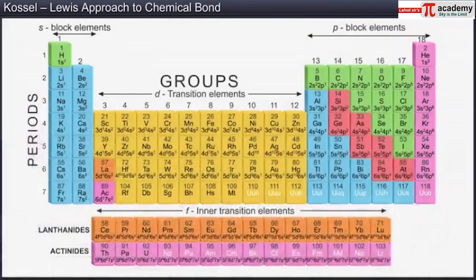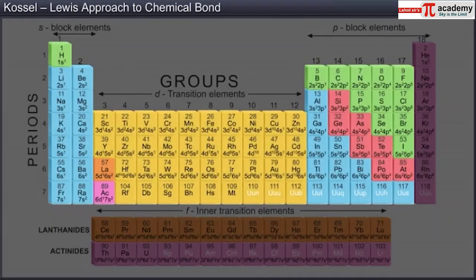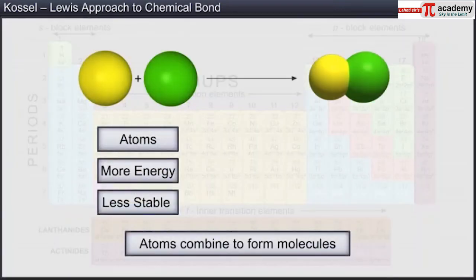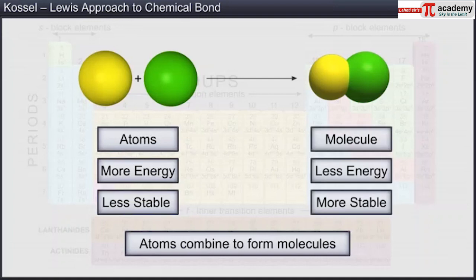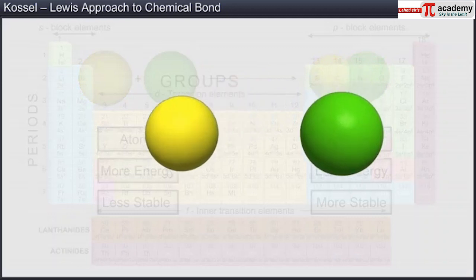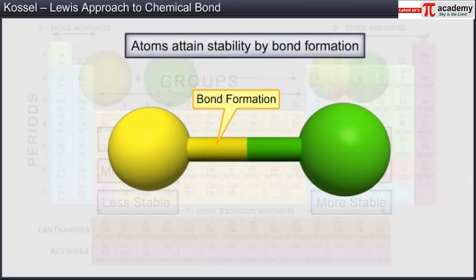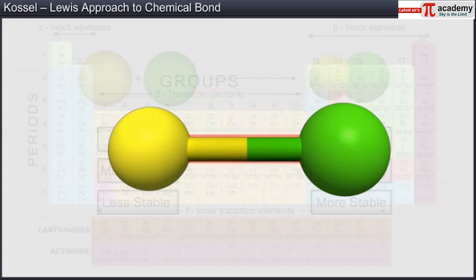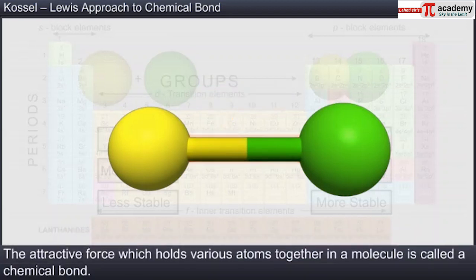Hence, the atoms of other elements which do not have stable electronic configuration and the minimum energy combine with other atoms of elements to form molecules. Thus, these atoms attain stability by the means of bond formation. The process of bond formation is associated with the lowering of energy of the system. The attractive force which holds various atoms together in a molecule is called a chemical bond.